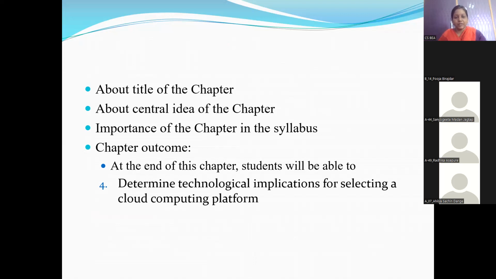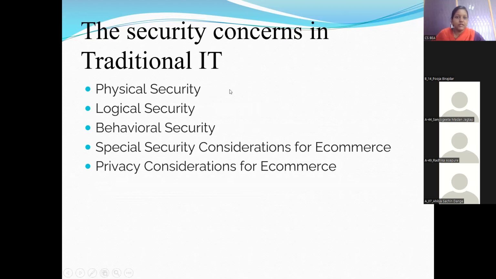And finally, the chapter outcome. So here at the end of this chapter, students will be able to the fourth course outcome, that is determine the technological implications for selecting a cloud computing platform. Okay, so that will be covered after study of this particular unit. Okay. So coming towards the next. So the first bit is nothing but the security concerns in traditional IT. So traditional IT.